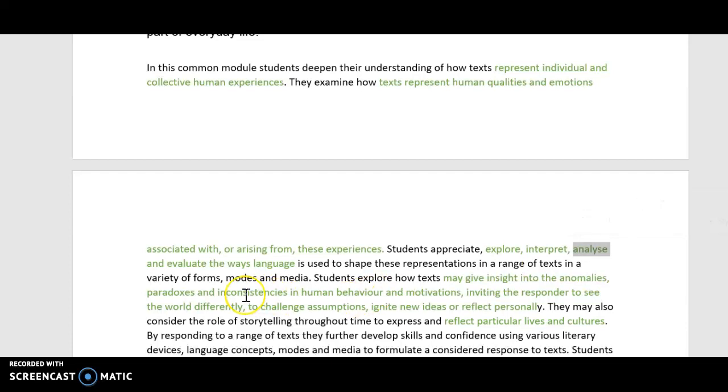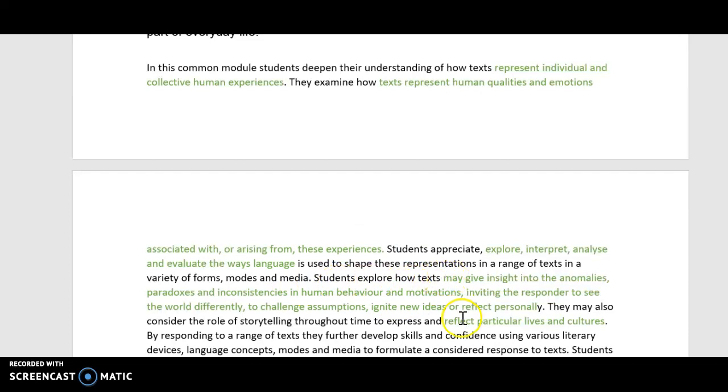If you want to push those marks up, which you should be wanting to do, I really hope you want to do, I expect you to, you need to get to evaluate. And where is evaluate? It's the last part of alarm. So again, this is telling us use alarm, okay? And then it's telling us to look at the way language is used to shape these representations. So you need to be looking at the language of the text and looking how it actually represents the key idea or that human experience.